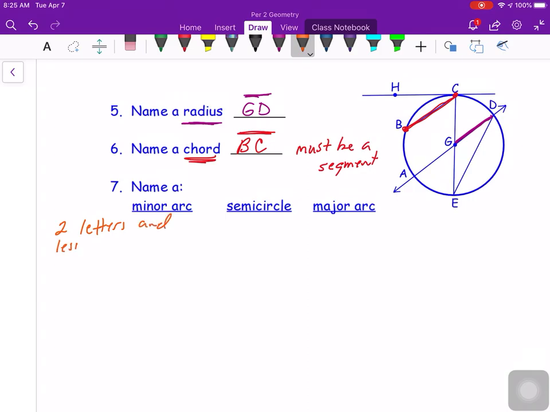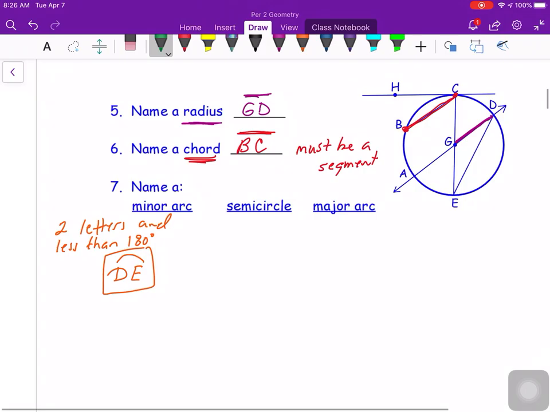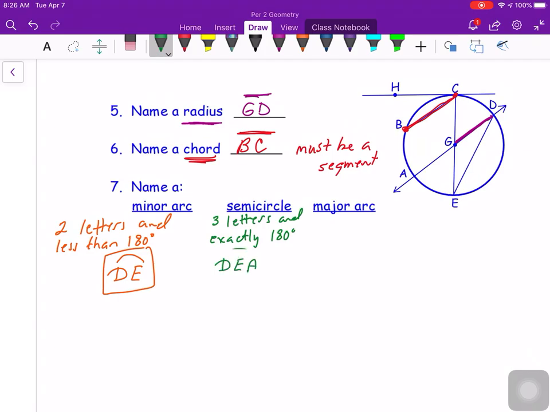Now they ask us to name some arcs. A minor arc is named with two letters and less than 180 degrees, half a circle. So a minor arc up here might be D to E with the arc symbol on the top. A semicircle is named with three letters and it's exactly 180 degrees. So D to E to A with the arc symbol would be a semicircle.